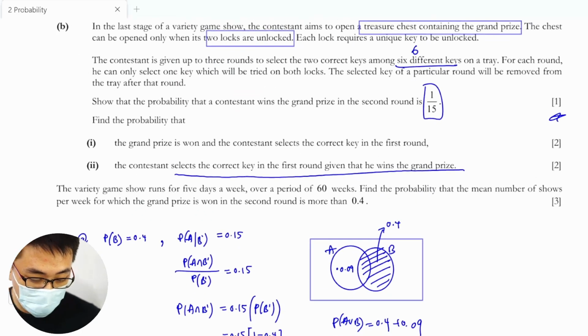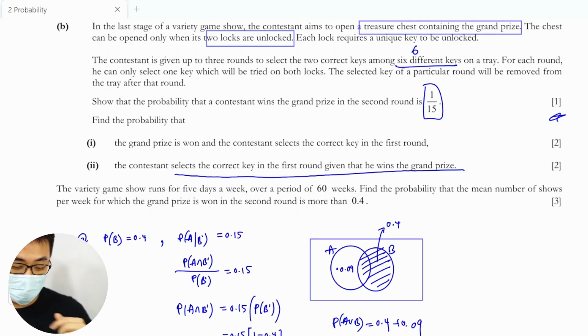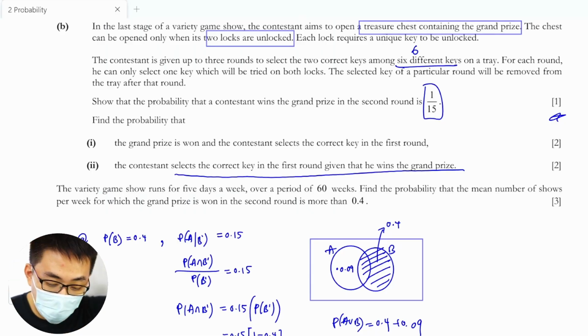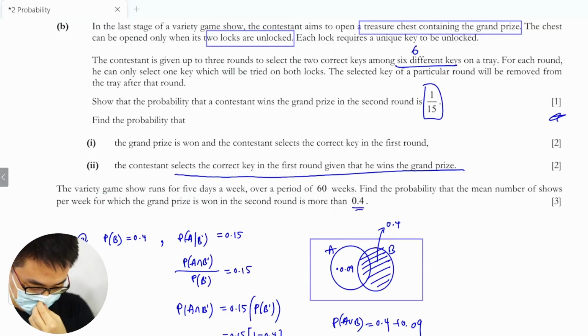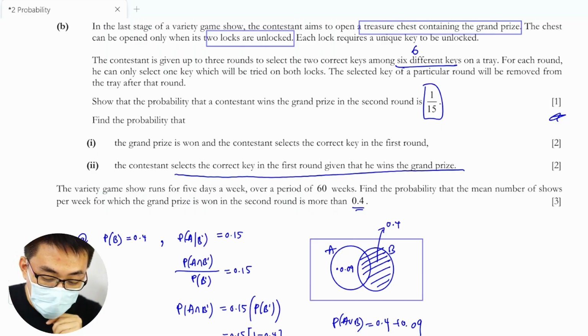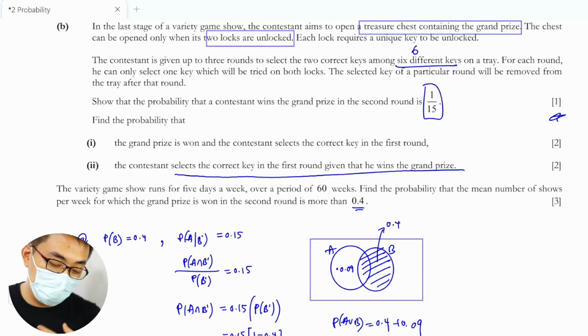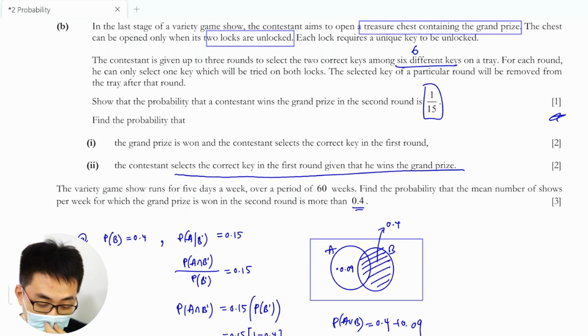Okay. Here, the variety game show runs for 5 days a week over a 60 week period. Find for yourself that the mean number of shows per week for which the grand prize is won in the second round is more than 0.4. Confusing. Now, first of all, there are a lot of things going on over a period of 60 weeks.